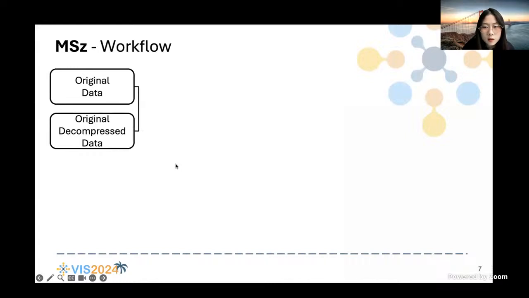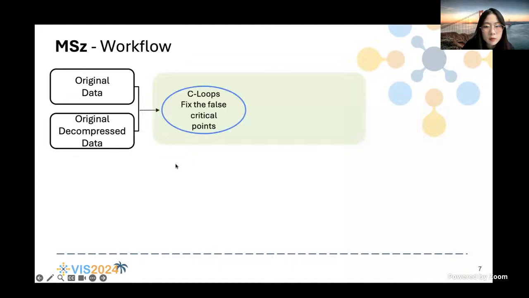And then we can extract the MSS of those two, and we compare them to extract the false cases. And if I detected false critical points, then we enter the C loops to fix them. And after the C loops, we need to check if there are any false labeled points. And we enter the R loops to fix them.